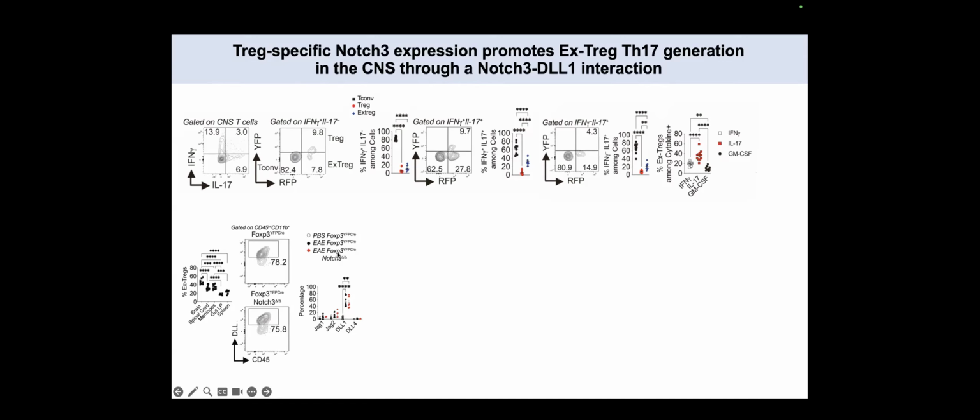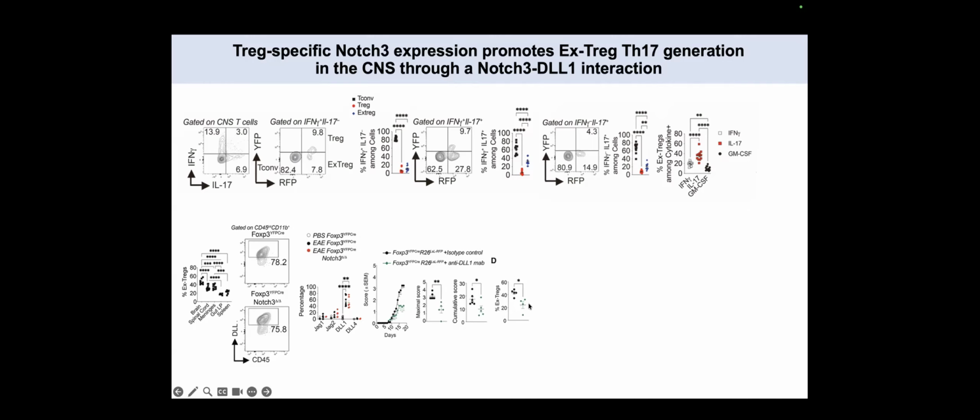To really analyze the role of DLL1 in this destabilization, we first did it in vivo by using an antibody against DLL1. And we found that blocking DLL1 during EAE induces the same protection as deleting Notch3 in Tregs. And this is also associated with a decrease of X-Treg generation.